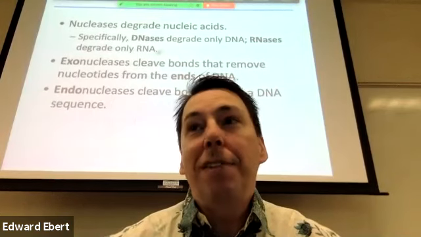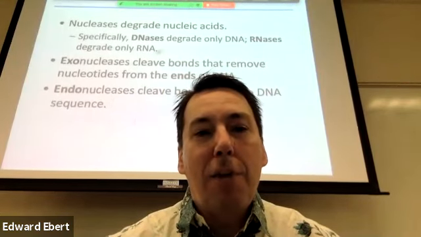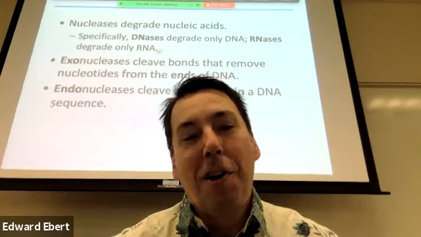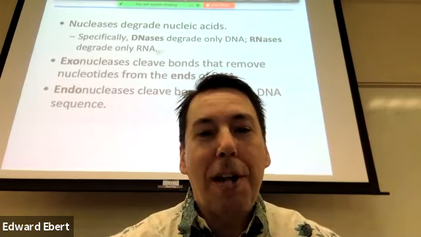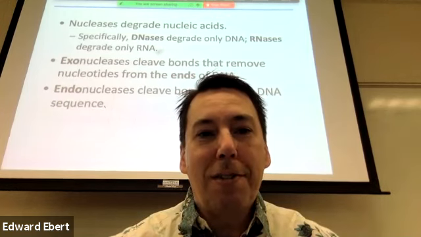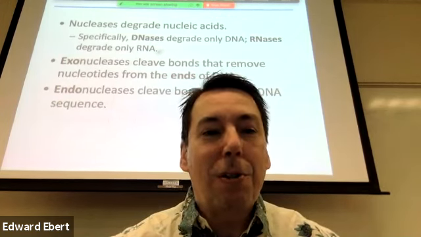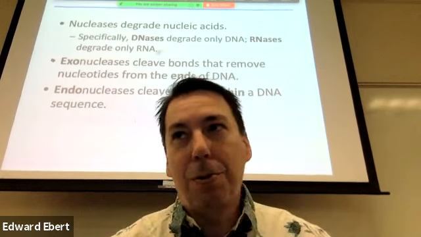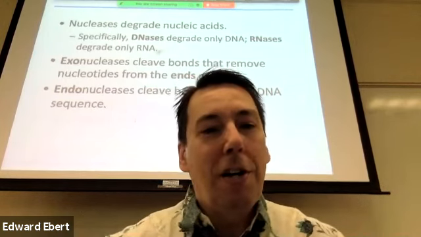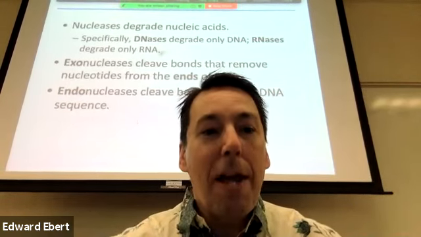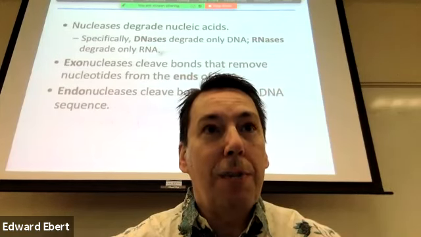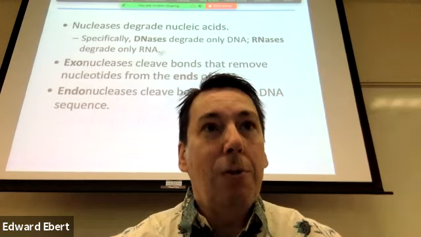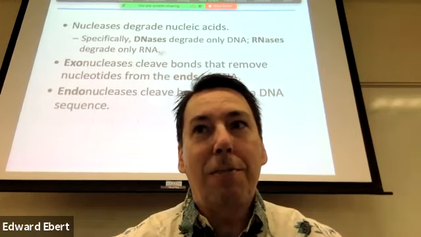There are various nucleases that will degrade DNAs, and we call them DNases. They will target DNA and cleave it and cut it into small pieces. RNases, on the other hand, only degrade RNA. So that little extra hydroxyl group in there is very important. Exonucleases will cleave bonds that remove nucleotides from the ends of DNA, and endonucleases cleave within a DNA sequence.